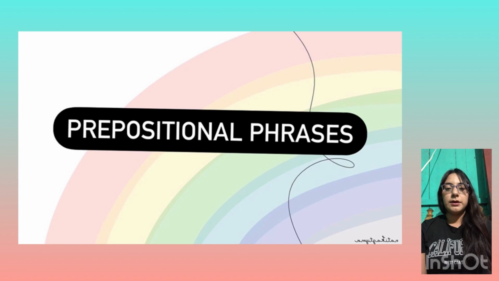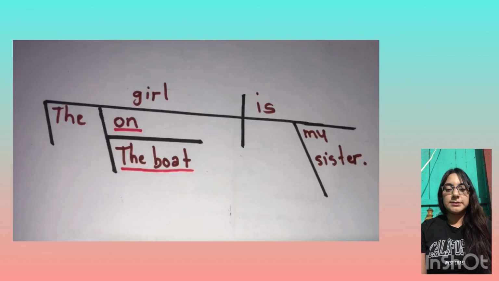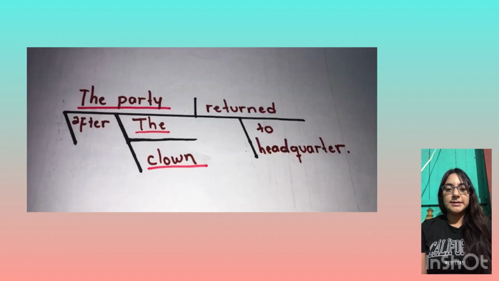Prepositional phrase. One. In these sentences, the subject will be the girl, the preposition on, the object, the verb, the linking verb, and the object complement, my sister Jenny. Two. In these sentences, the subject will be the clown, the preposition after, the object of the preposition, the party, the irregular verb return, and the object complement to his square.